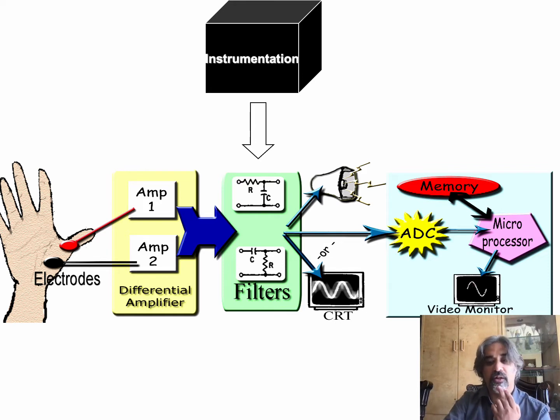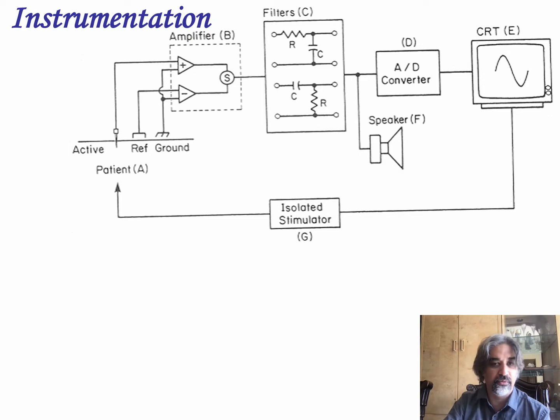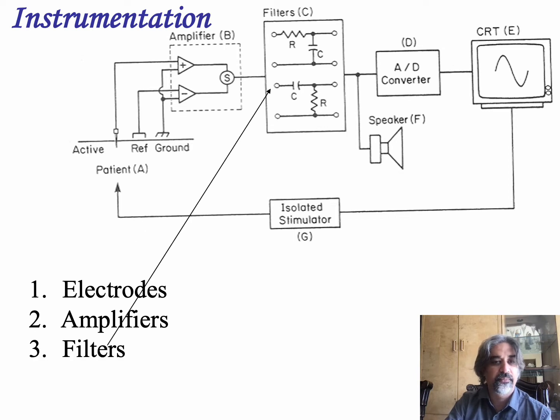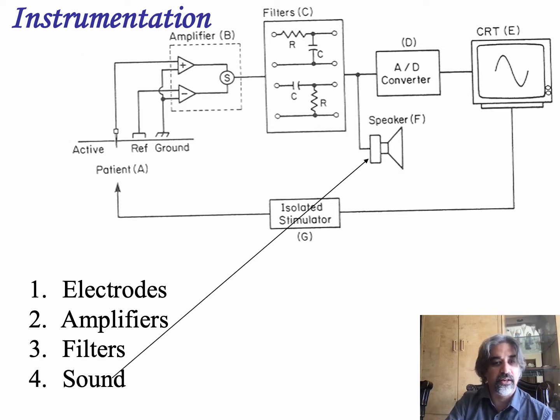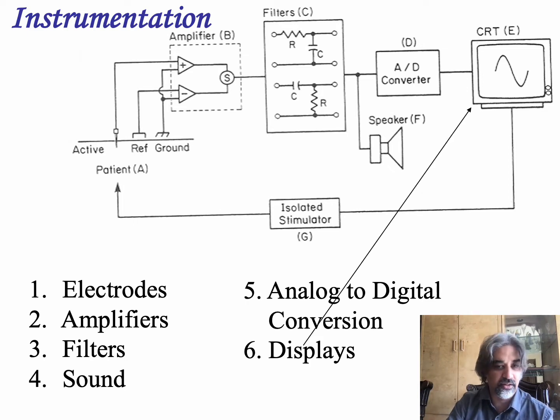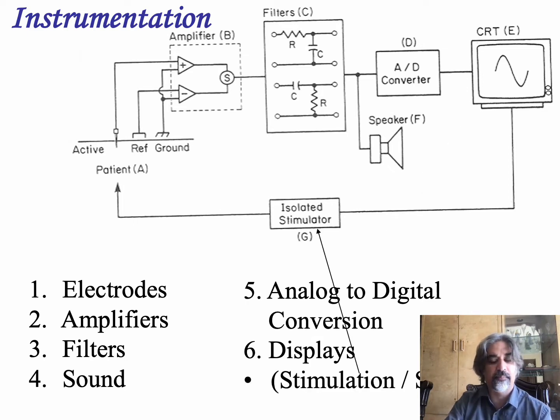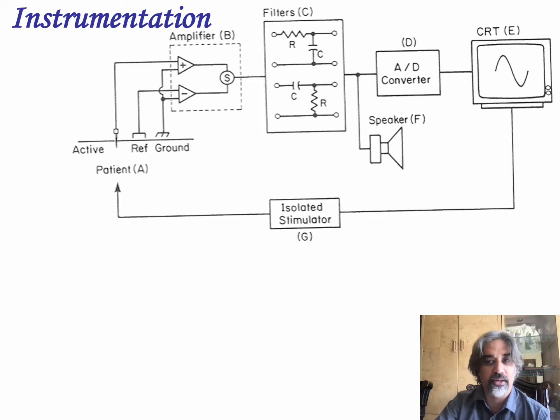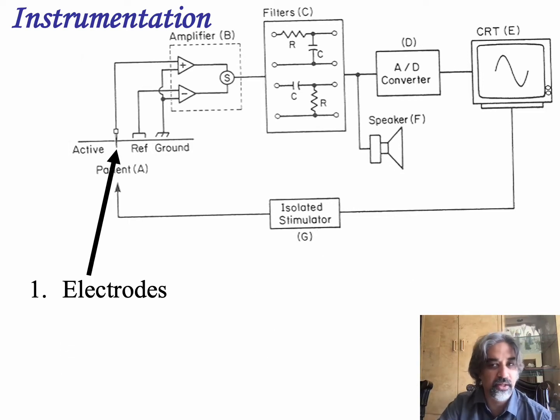So now we're going to go through every one of those components. The first one is electrodes, then the amplifier, then the filters, then we can hear it through the speaker, then a computer converts it, and then we can see it on a display. And there's a separate circuit that doesn't do anything to the waveform except initiate it, and that's stimulators and stimulation, which we'll talk about separately. So let's first start with electrodes.